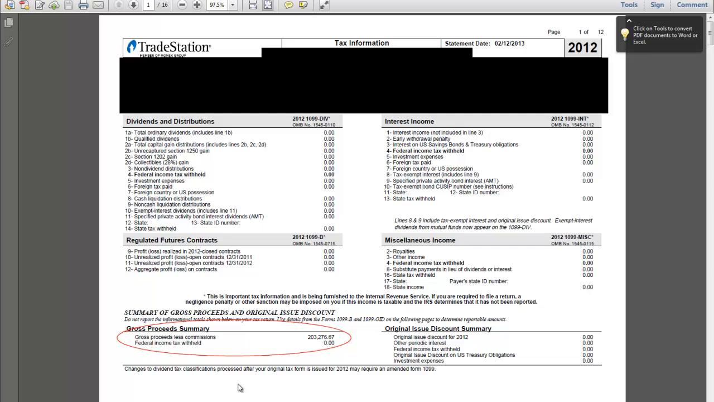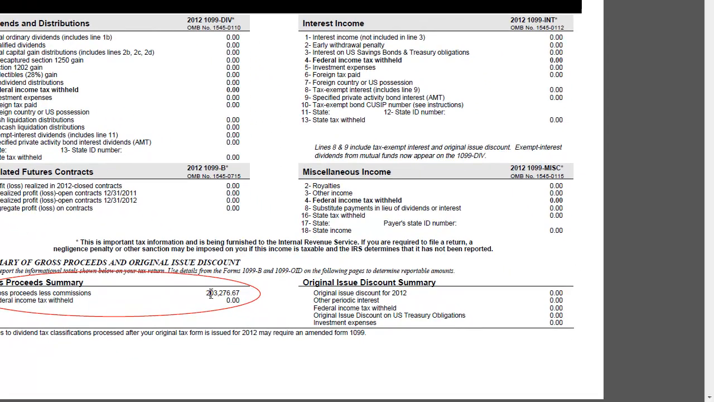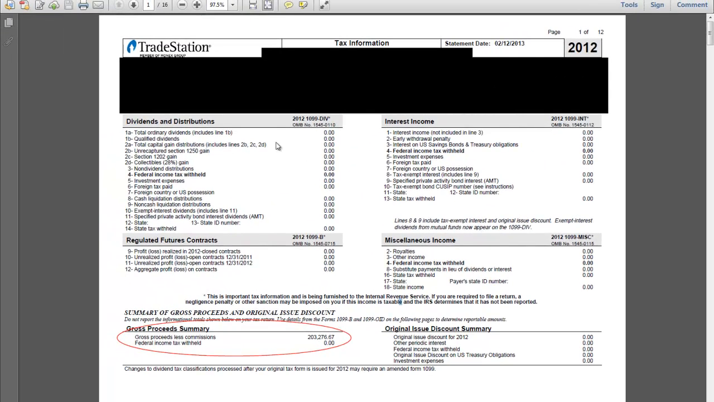On the first page, you notice there's a section Gross Proceeds. There is that number that we need to enter for gross proceeds, $203,570 or $276. That's easy. The broker gave us that total. That's what we enter into TradeLog for gross proceeds. Some brokers aren't that easy, as I'll show you in a minute.